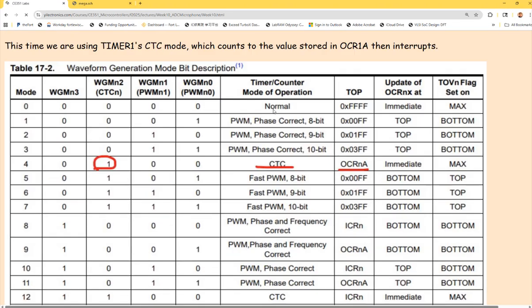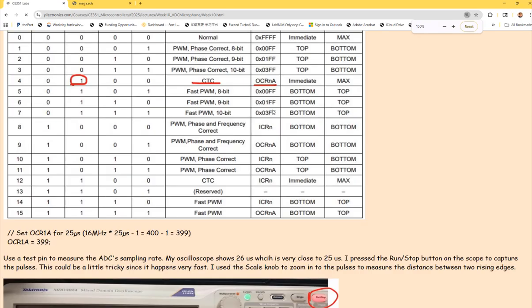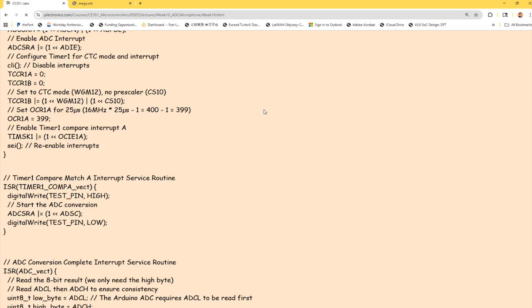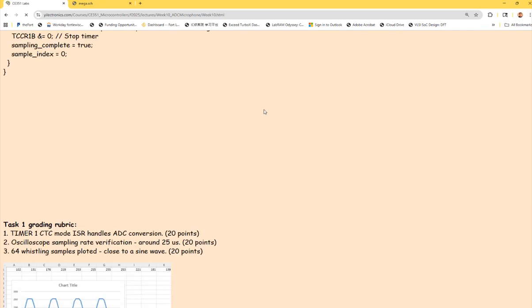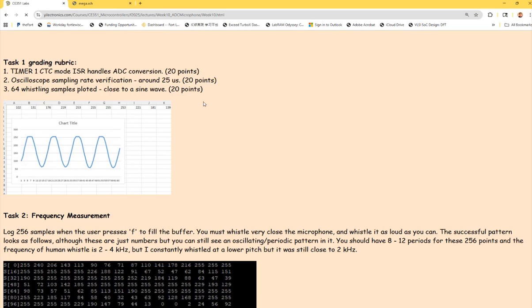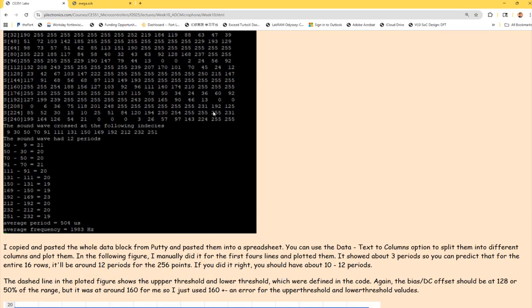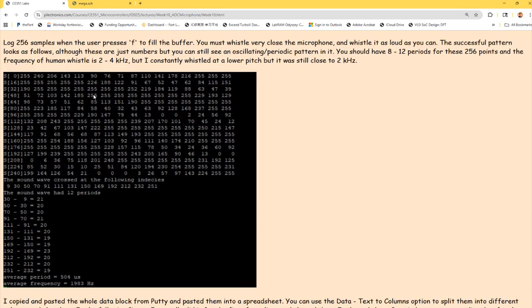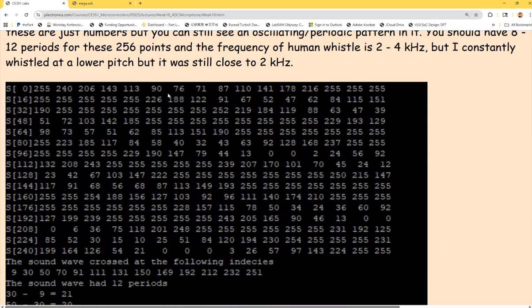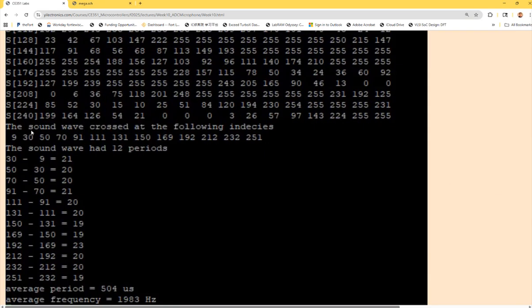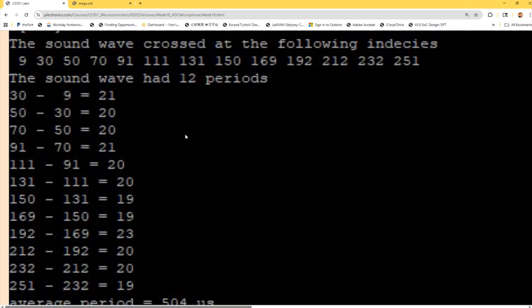Another thing here is, okay, this one. You print out all the data here, and all these points are stored in the buffer. You start taking out the indexes, the zero crosses. When the zero crosses happen, these are all the indexes here.